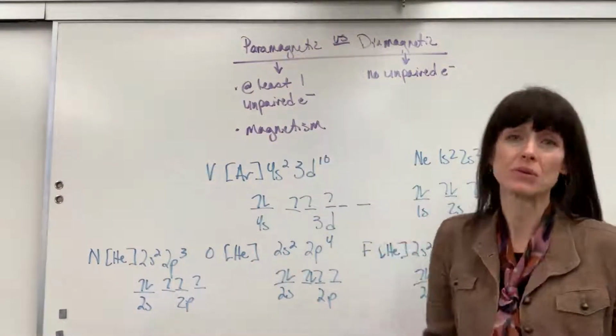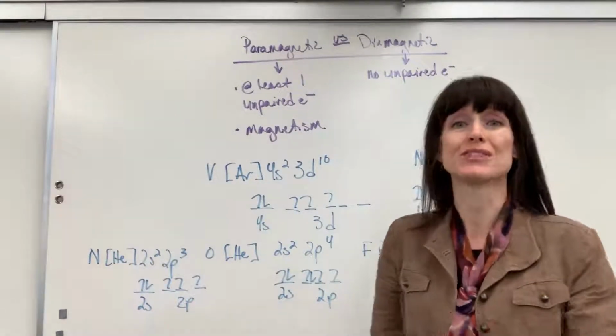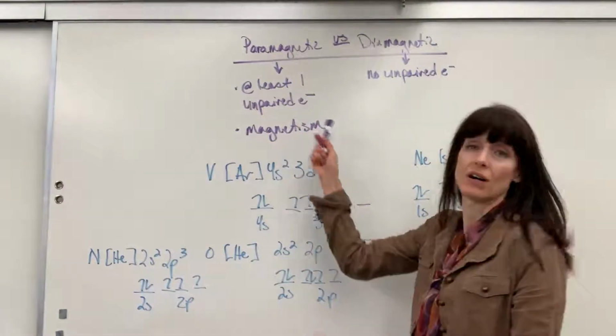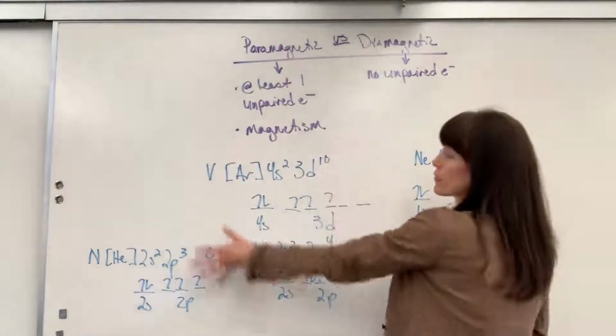Now here's the really cool thing. If you have an unpaired electron, it's going to be attracted to a magnet. So that's going to be involved in magnetism. I gave you several examples here.